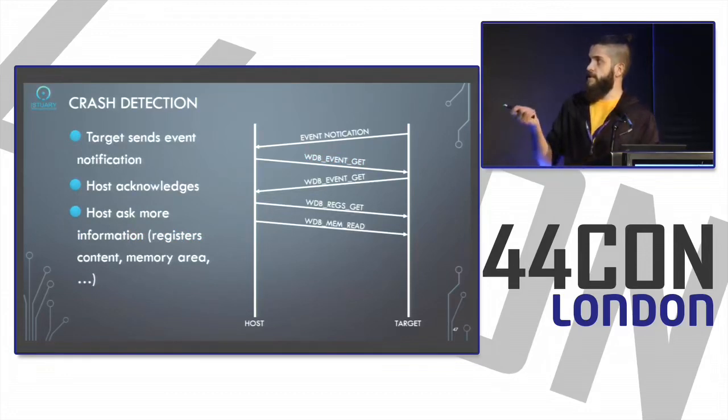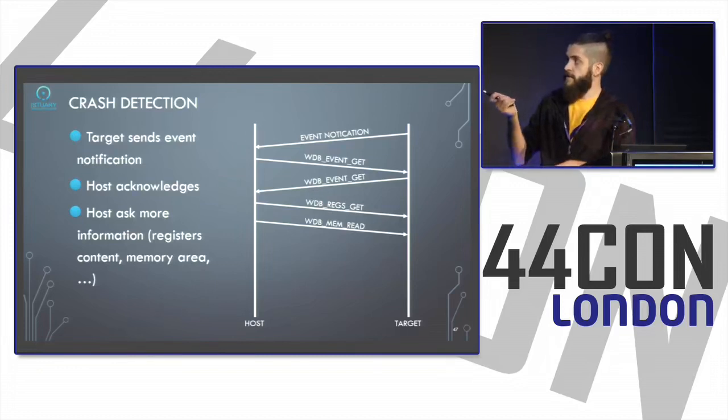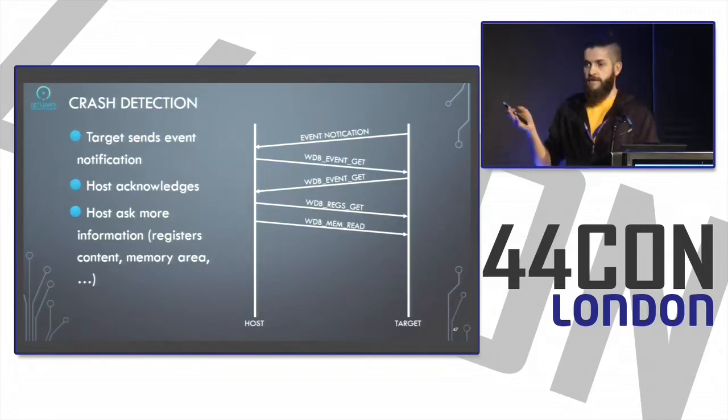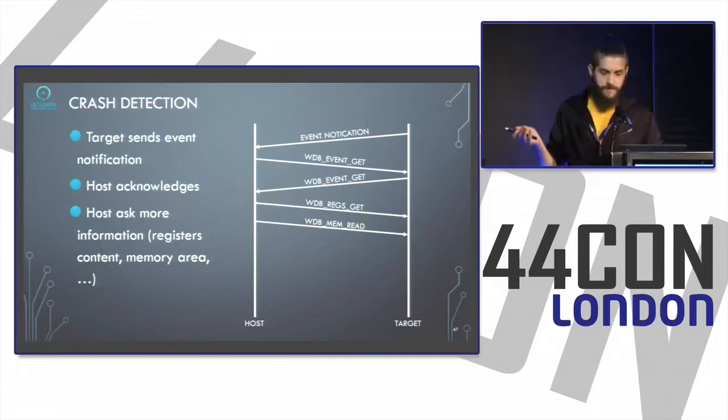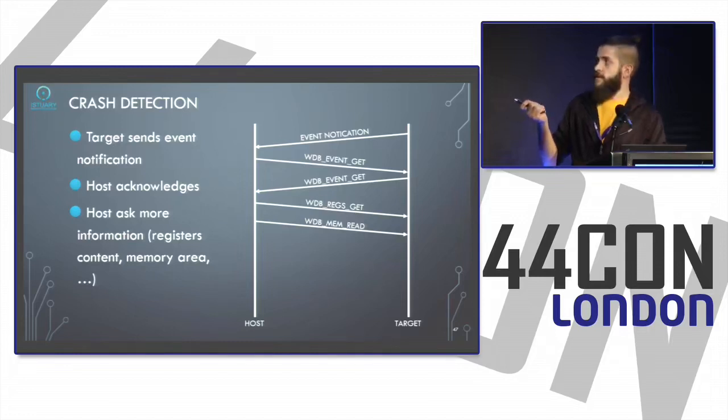So, for example, you can get the content of the registers here and read some memory around the crash area. So you can disassemble afterwards to do post-mortem analysis, etc. And in this answer, I forgot, they will give you the exception number. So it gives you more information.